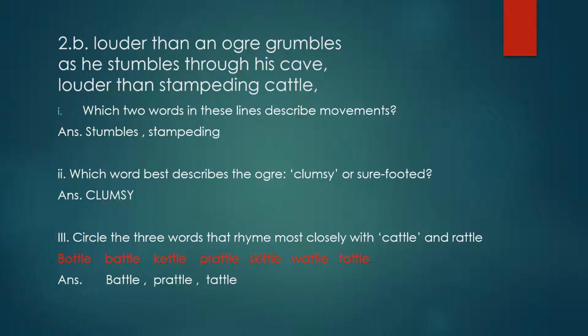Now see, same exercise, question number 2, B part. Listen to these lines. Louder than an ogre grumbles as he stumbles through his cave, louder than stampeding cattle. So children, on the basis of these lines, our first question is, which two words in these lines describe movements? Two words are stumbles and stampeding. Our next question is, which word best describes the ogre, clumsy or sure-footed? Yes, you know the answer. Our answer is clumsy.